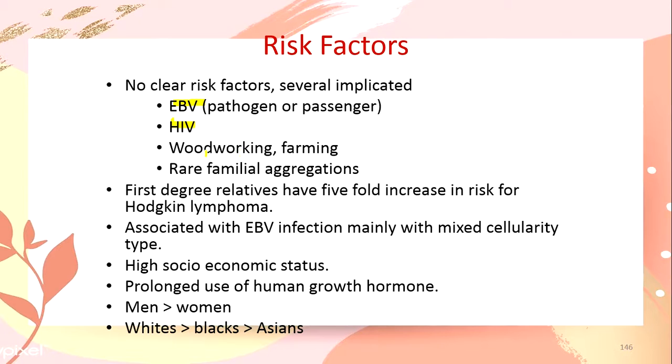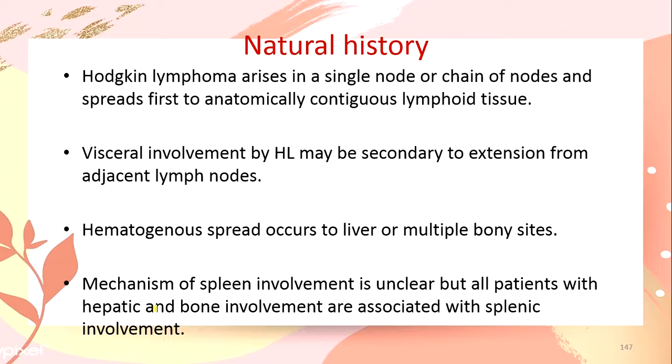Risk factors: several risk factors have been implicated, including Epstein-Barr virus, HIV. Other factors include woodworking, farming, and rare familial aggregations. First degree relatives have 5-fold increase in risk for Hodgkin lymphoma. A prolonged use of human growth hormone is also a risk factor. Men are more affected as compared to the women.